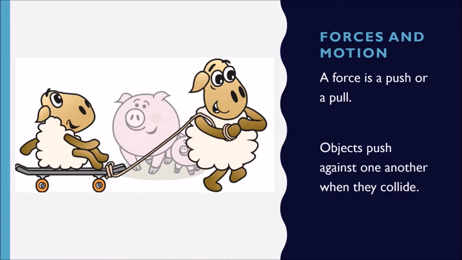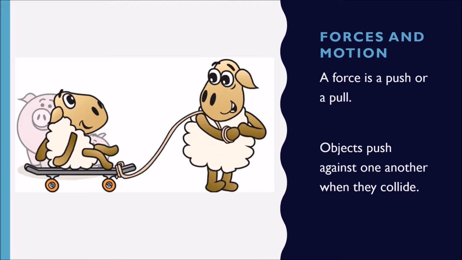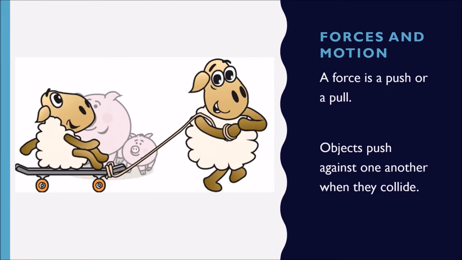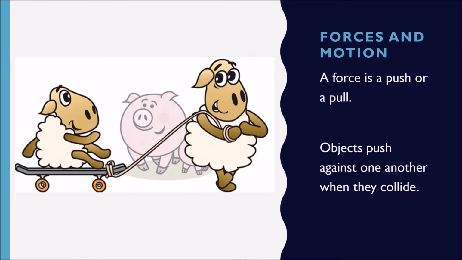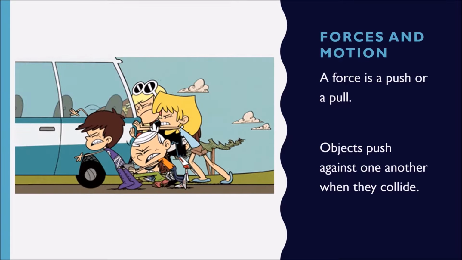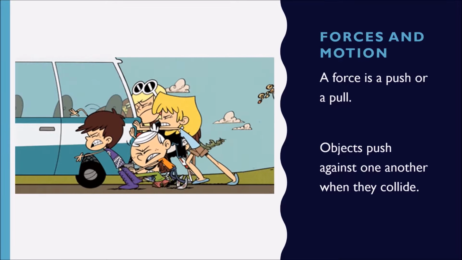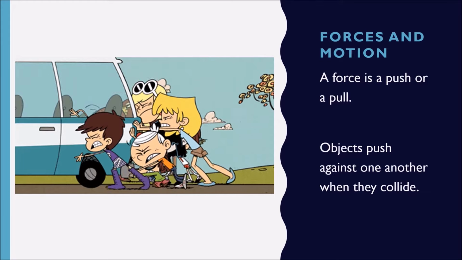In this first example, we have two lambs. The first lamb is pulling the second lamb on a skateboard. This causes a change in motion. In this next example, we have several children pushing a car. That causes the car to change in motion as well.